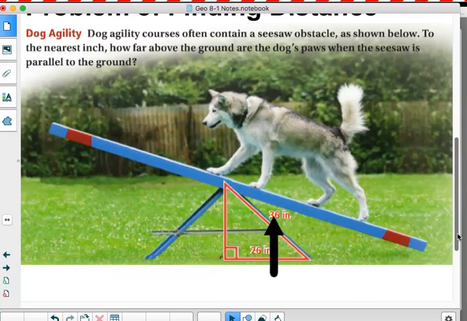They give us a leg, they give us a hypotenuse. You've got to find the other leg. Ready, set, turn me off, and go find it. Go.